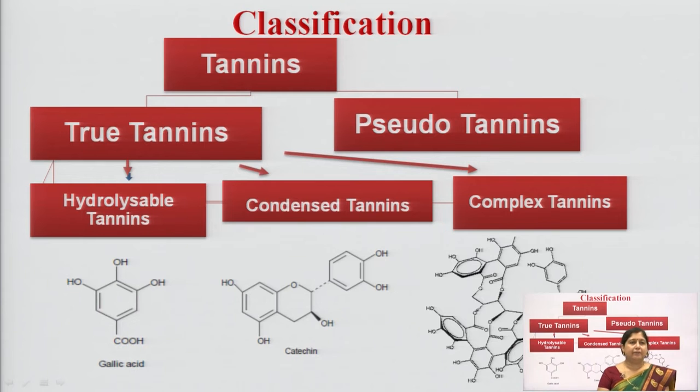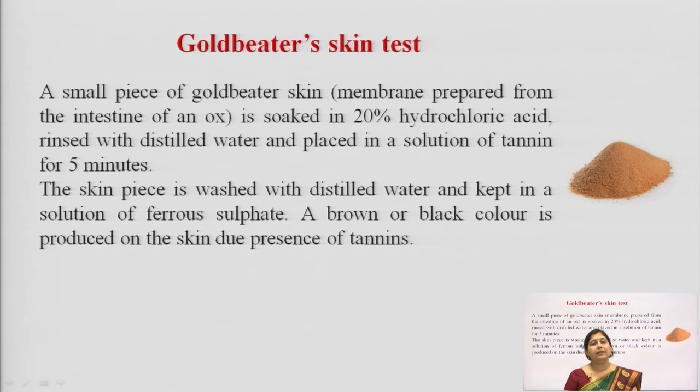Now, if we look at the classification, before I move further, I would like to share one test which is generally done for the tannins, which is known as the Goldbeater's test. In this test, we can either use the Goldbeater's skin or animal hide powder. Goldbeater's skin is the membrane prepared from the intestine of an ox. The intestine is first soaked in 20% HCl, then washed nicely with distilled water and placed in the tannin solution for about 5 minutes.